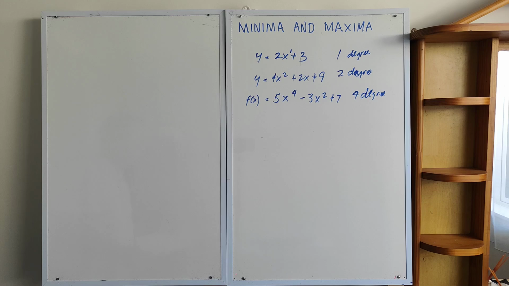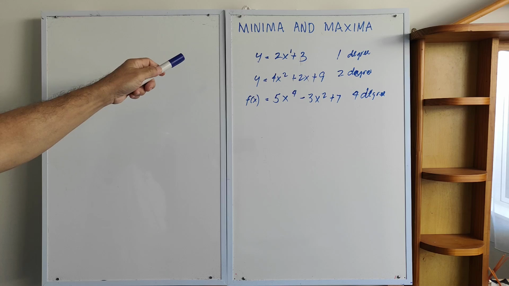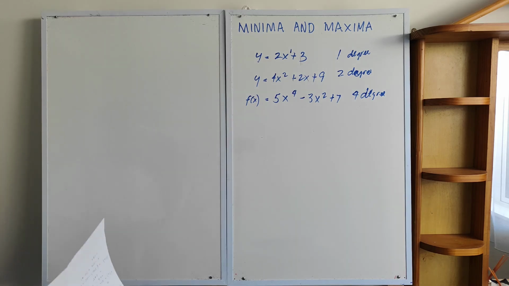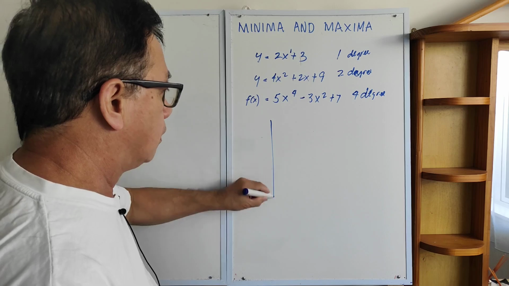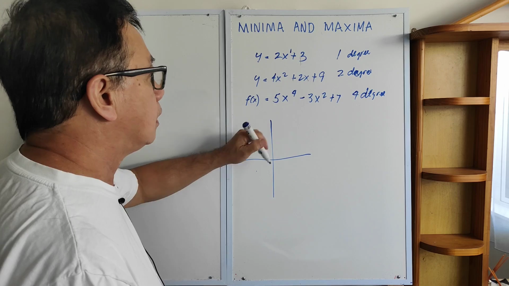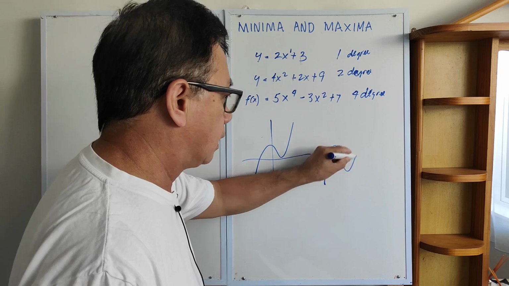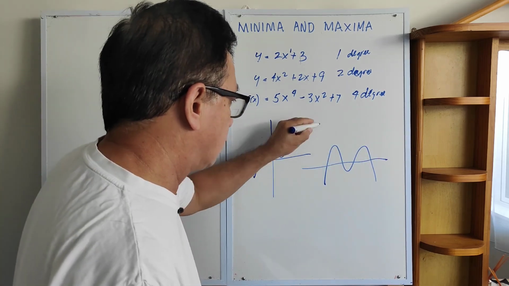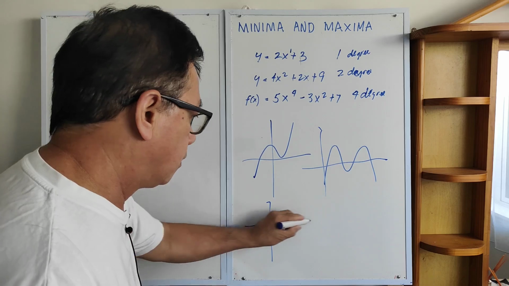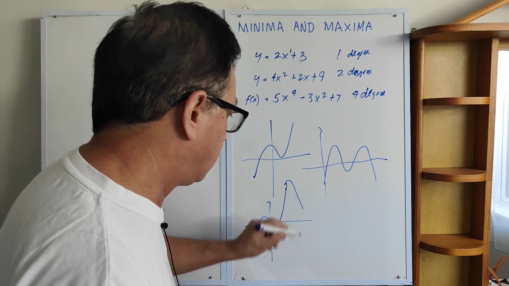Now, equations with a degree of 3 or higher have more complicated curves than the ones with a degree of 1 or 2. For example, on this x and y axis, your third degree equation would look like this, or sometimes it would look like this, or sometimes it would go like this and then go down again.